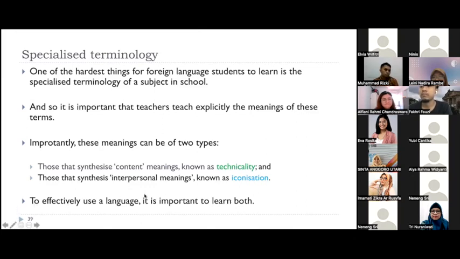And of course, to effectively use language, it's important to learn both. So I think at that, I will finish.